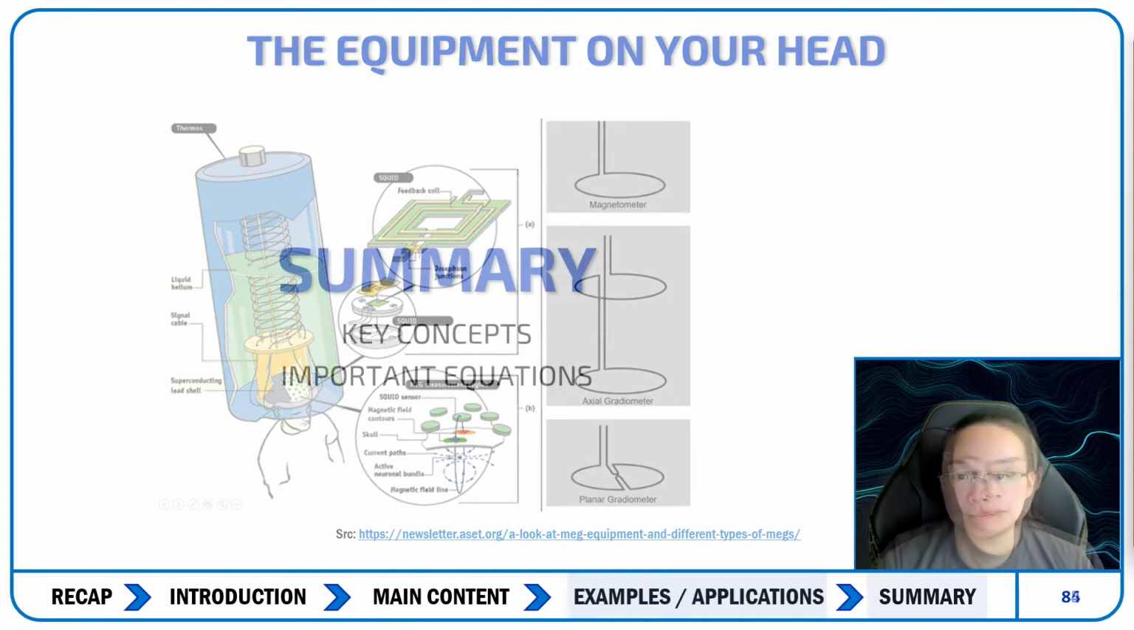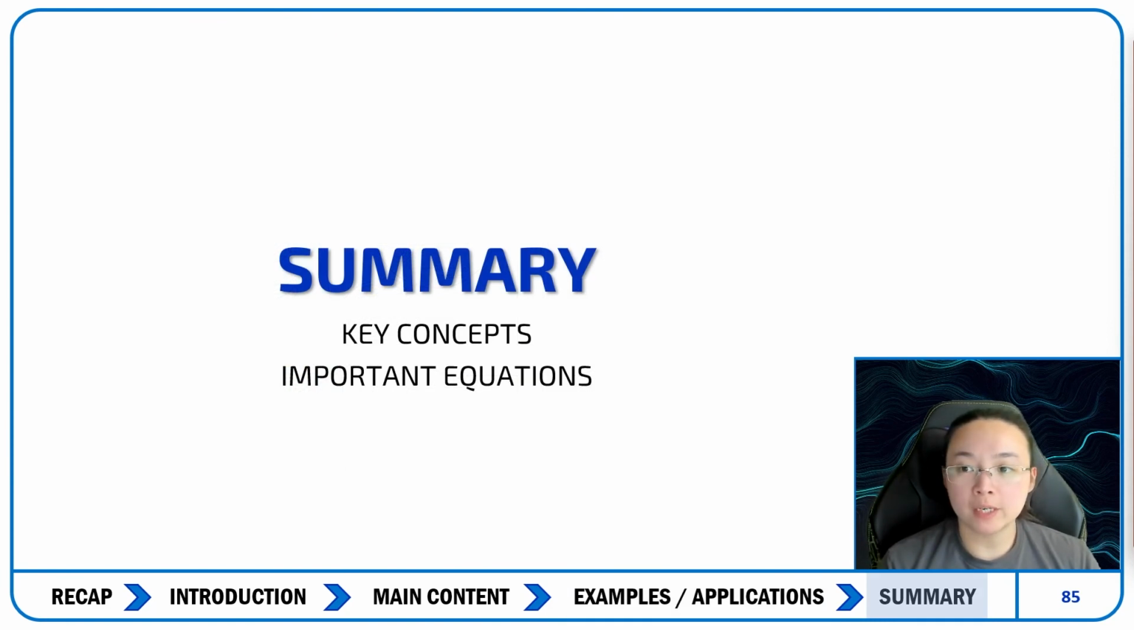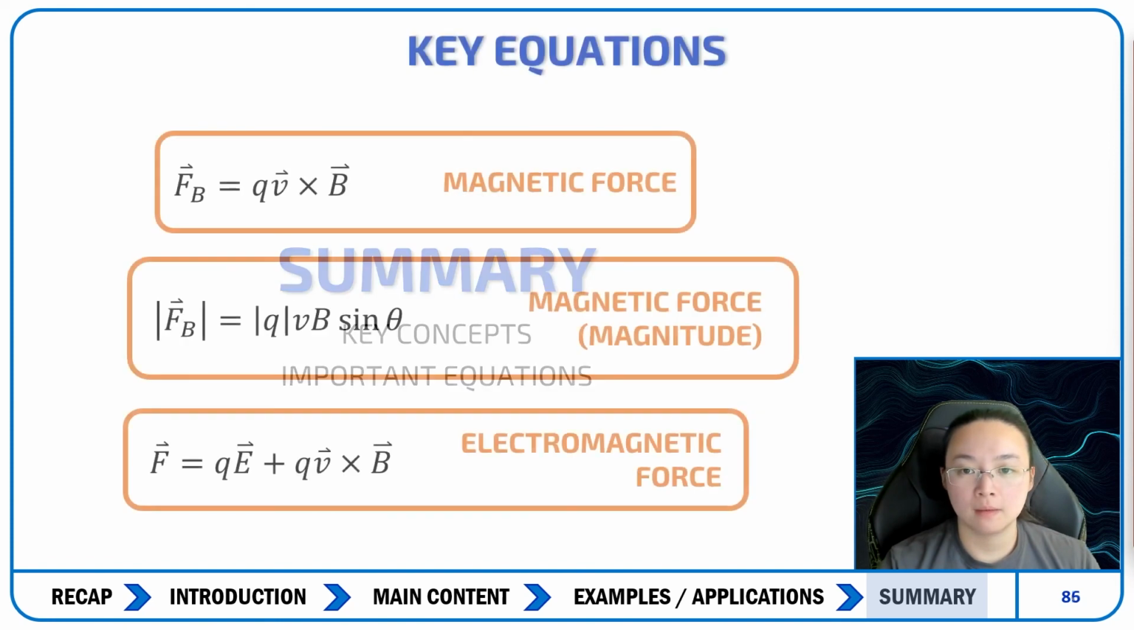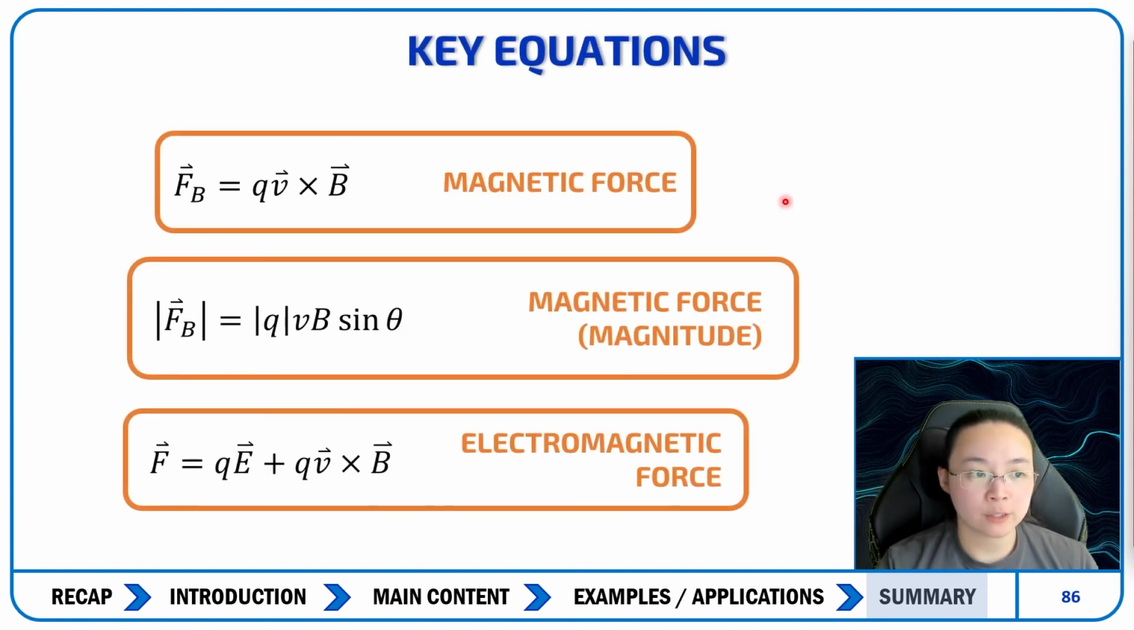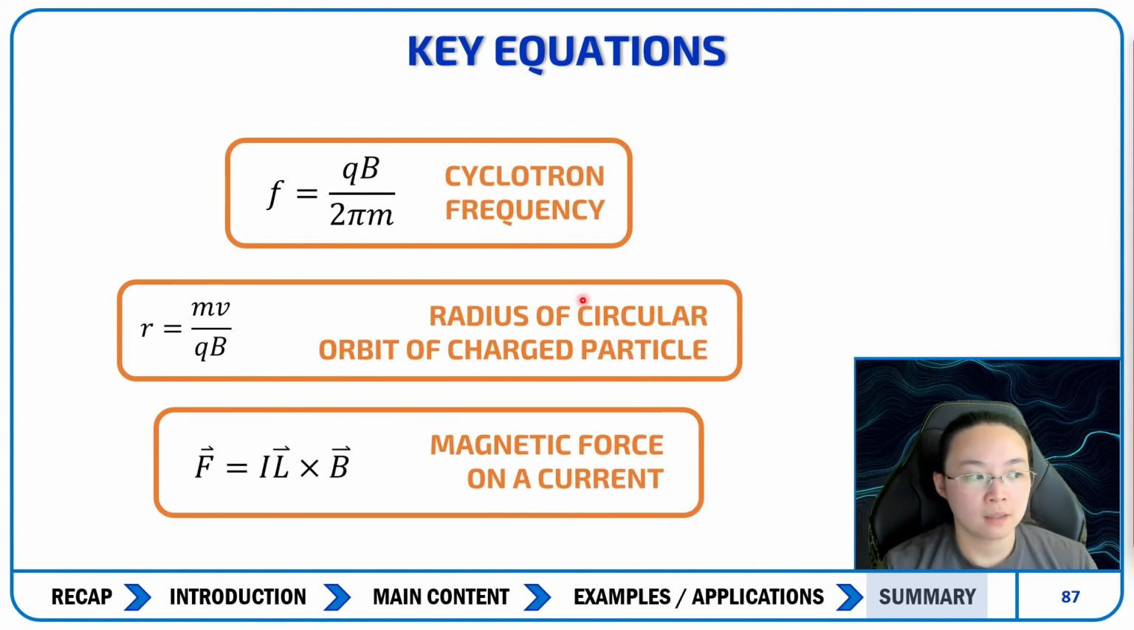So let's go through a summary. We're just going to go through some key concepts and important equations. In this lecture, we learned about the magnetic force, the magnitude of the magnetic force, which is basically the cross product, the electromagnetic force. We were able to figure out the cyclotron frequency and the radius of circular orbit of a charged particle, if we set the velocity for our situation and scenarios.